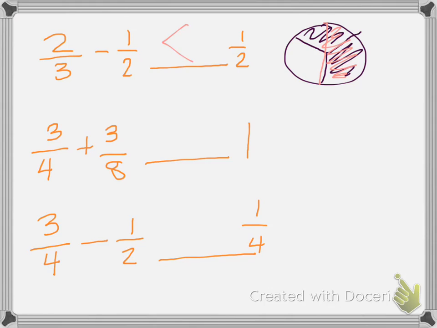Then we have 3/4 plus 3/8. So to get from 4 to 8, multiply by 2. So 6/8 plus 3/8 is 9/8. Therefore, 9/8 is greater than 1.